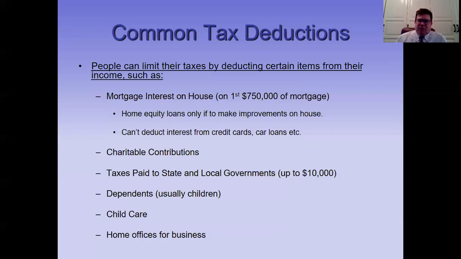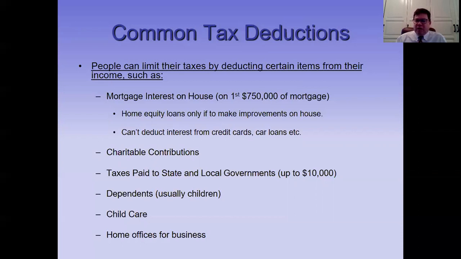So, the federal government's tried to encourage people to own their own homes. And one of the ways that they do that is by allowing you to write off the interest on your mortgage. That's been changed. It used to be whatever your home was worth. Now you can only write off the interest on your mortgage of the first $750,000 of your mortgage.